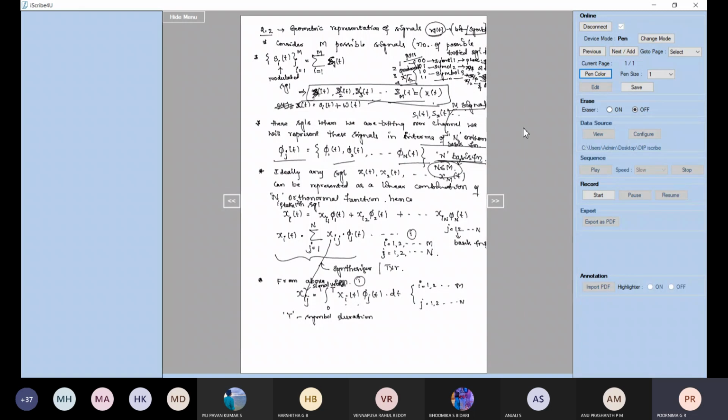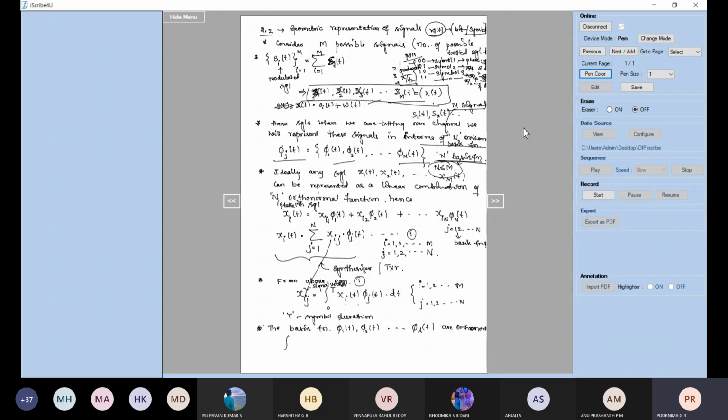Okay. Now the basis functions, when we are using these signals, one more thing: the basis functions, which are the functions phi 1 of t, phi 2 of t, etc., phi n of t. When we are considering them, they should be orthonormal. So these basis functions should be orthonormal in nature.